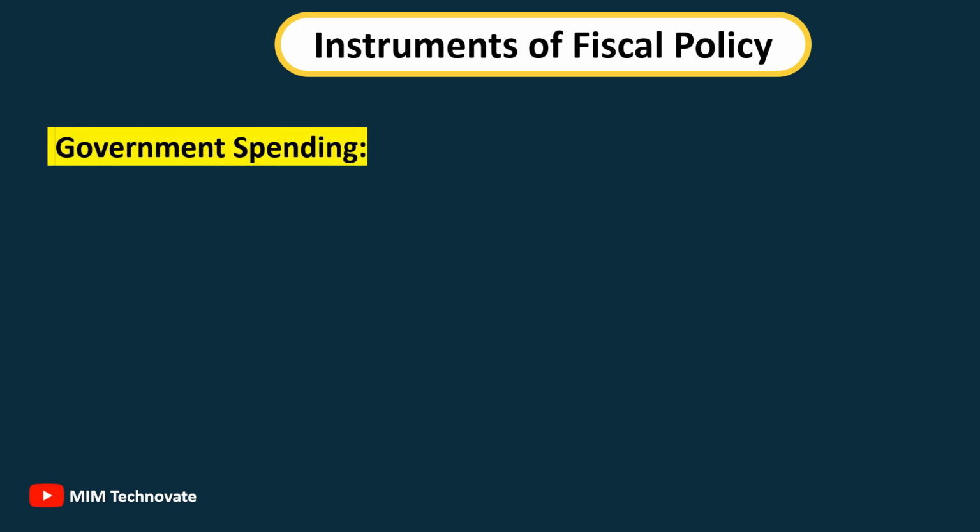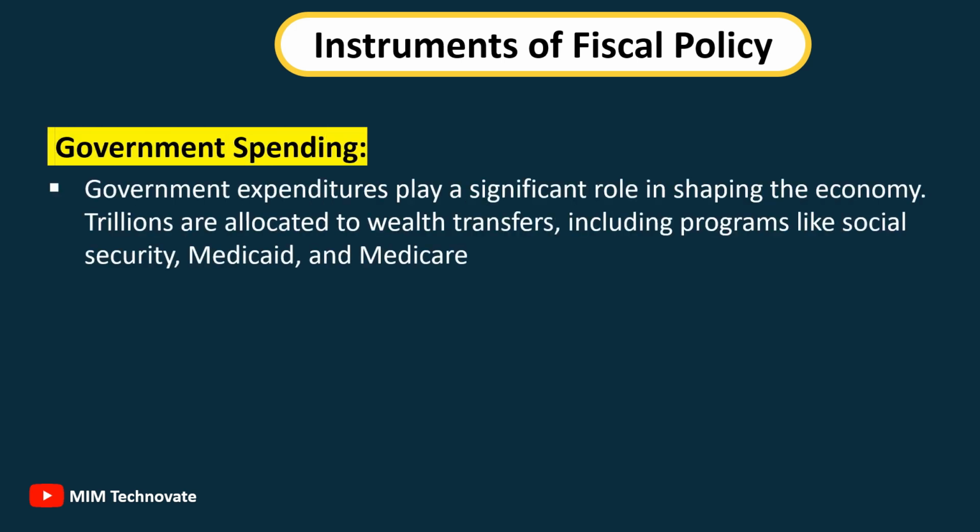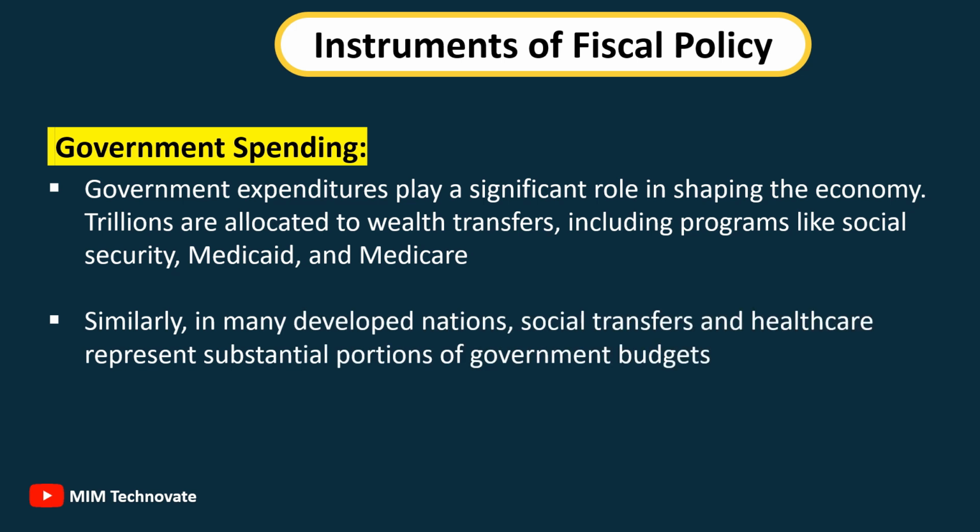Government spending. Government expenditures play a significant role in shaping the economy. Trillions are allocated to wealth transfers, including programs like Social Security, Medicaid, and Medicare. Similarly, in many developed nations, social transfers and healthcare represent substantial portions of government budgets.